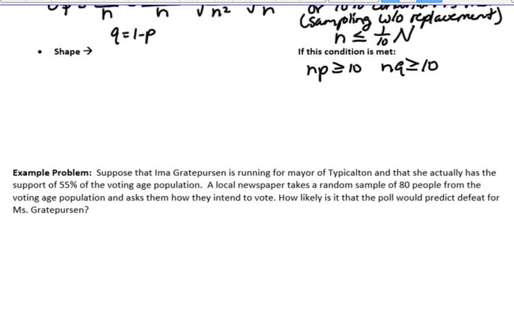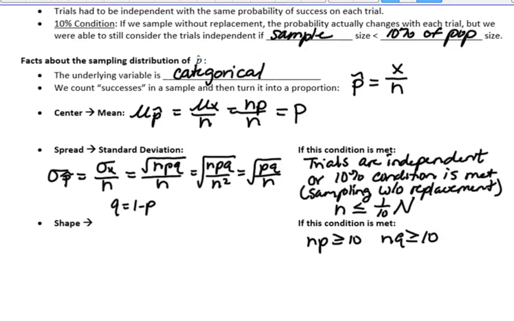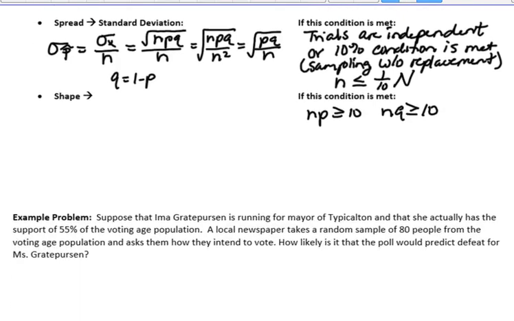So the shape of the sampling distribution. Facts about the sampling distribution of p hat: the shape is approximately normal if this condition is met right here. So now we have a normal model with a certain mean and a certain standard deviation. We know how to do things with normal models. Now realize it's not perfectly normal, it's approximately normal, but it's good enough for our purposes if these conditions are met.